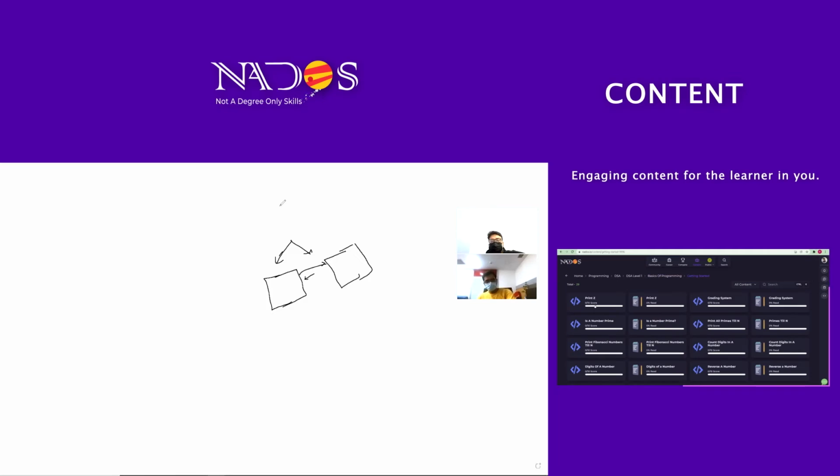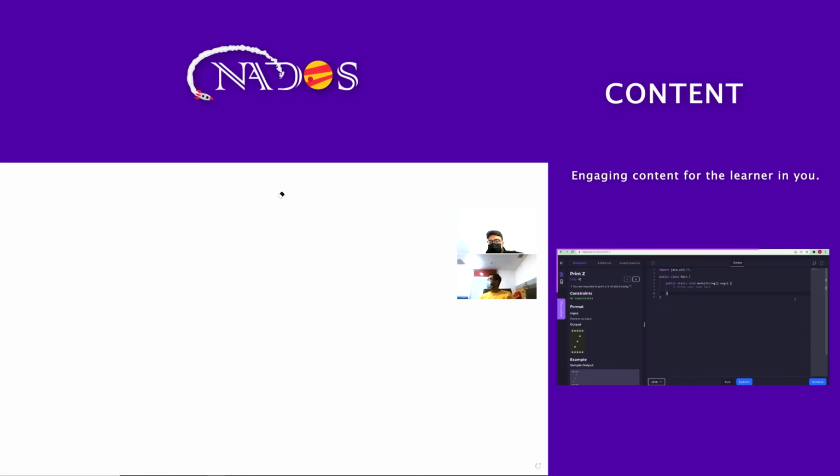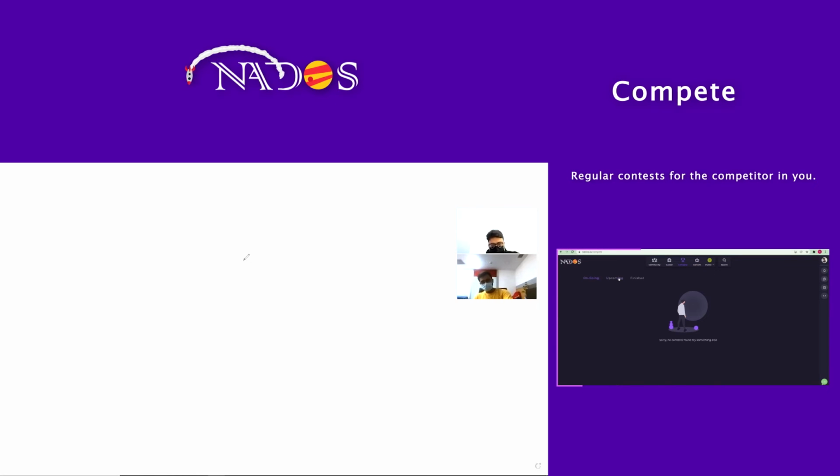Continue. Okay, so cycle GAN basically has two generators and two discriminators. So two generators and two discriminators.